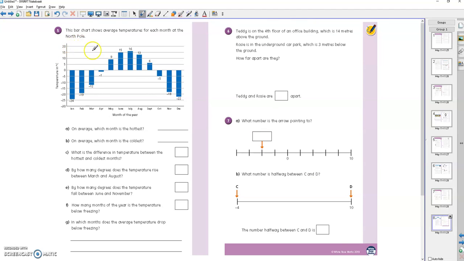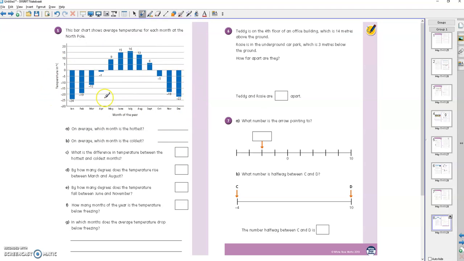Okay, then we've got a chart to have a look at. This bar chart shows the average temperatures for each month at the North Pole. It can get quite warm at the North Pole, I didn't realise that. So you've got temperatures ranging from -24 in January up to 16 in July and down again to -22 in December. So on average, which month is the hottest?